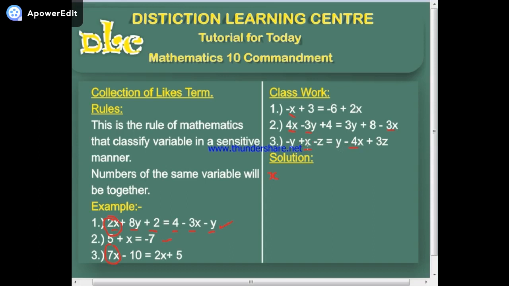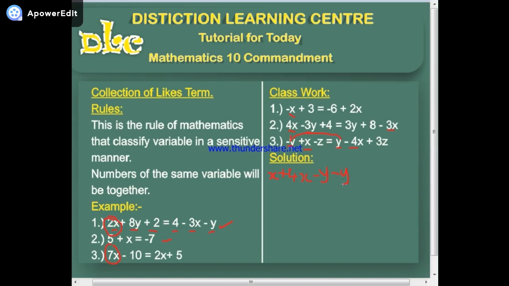If this minus 4x comes here, it will change to plus 4x. Now, let's gather the y too. And don't forget that the y that we have at the left hand side is minus y. So you are going to write it with the minus. And if you carry this y from the right hand side to this side, which is plus y, it will change to minus y.